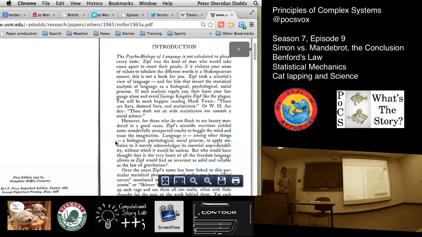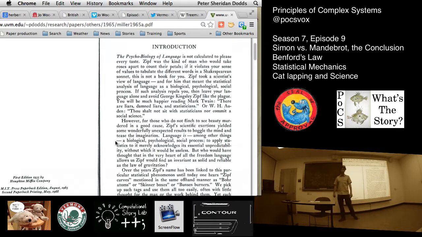There's this sort of stuff at the start talking about how Zipf was cruelly cutting up language, right? So the man who would take roses apart to count their petals, that sort of thing, right? Destroy things. Of course, that's what we do with books. Google, of course, literally just cuts a spine off and scans them, so that is pretty bad. So that's the scientists' view of language. So he goes on: however, for those who do not flinch to see beauty murdered in good cause, Zipf's scientific exertions yielded some wonderfully unexpected results, blah, blah, blah.